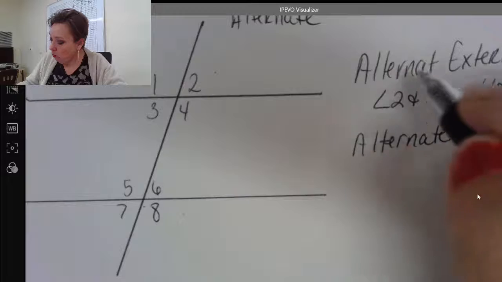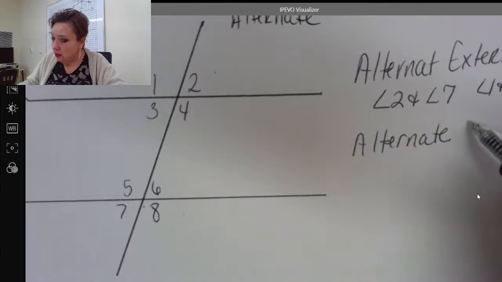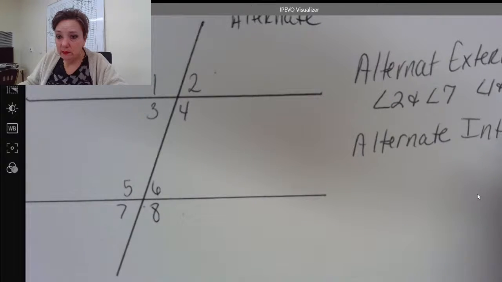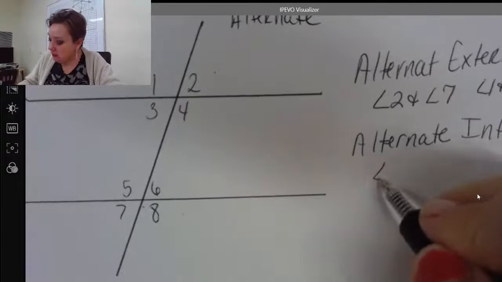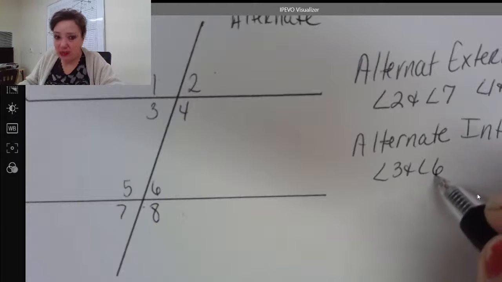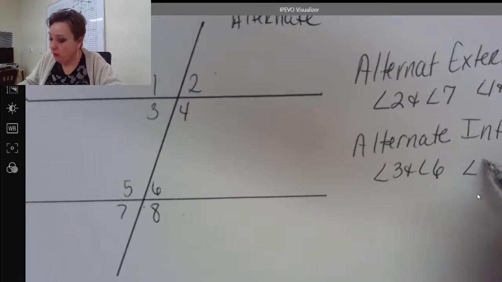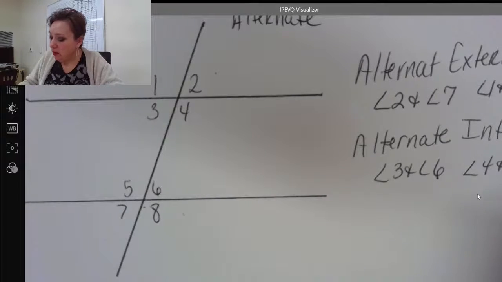What about alternate interior? Something looks wrong about that word. I don't know what it is. Alternate interior. So which 2 are on opposite sides of the transversal but inside the parallel lines? 3 and 6. And what was the other one, Emirani? 4 and 5. Good.